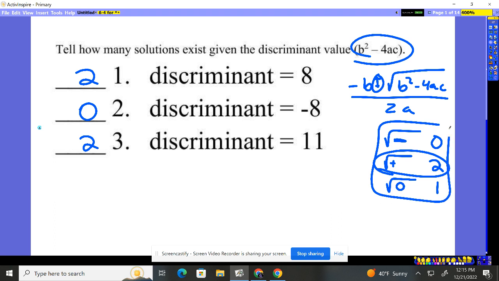This is all we need to remember. We need to make sure it makes sense. Don't just memorize something. It needs to make sense. If it's negative in there, you can't continue the problem. So you're done. There's no solutions to it. If it's positive, you're going to add the number, subtract the number, and get two different solutions. And if it's 0, when you plus 0 or subtract 0, you get the same answer. So you only have really one answer there.